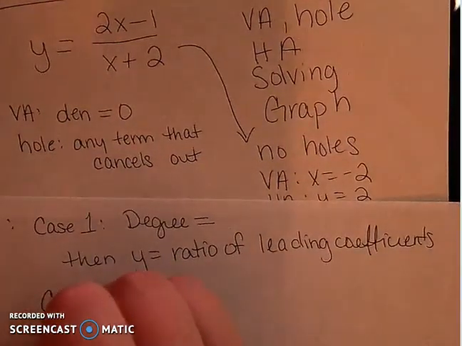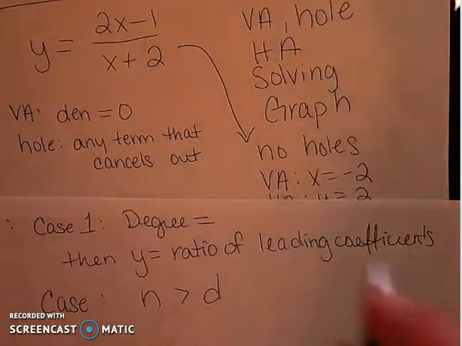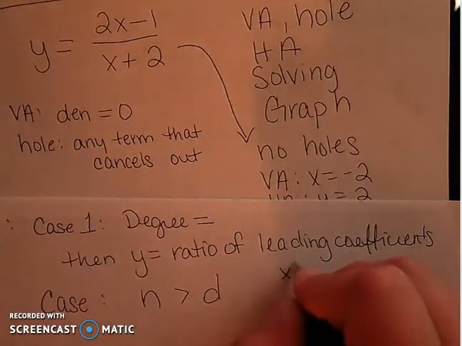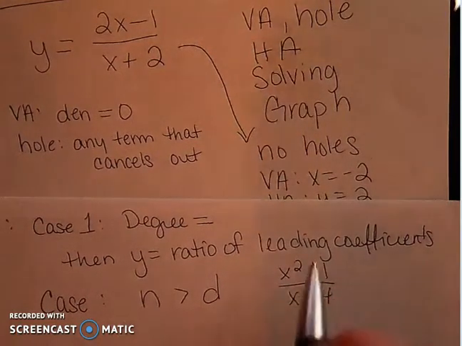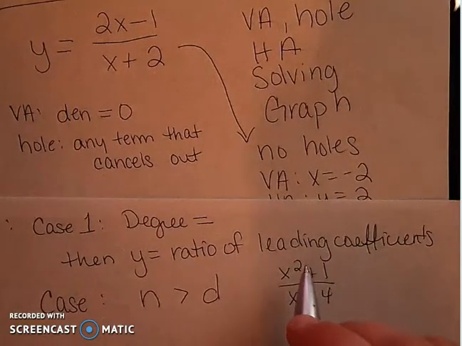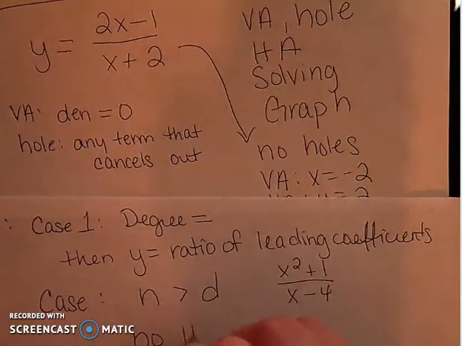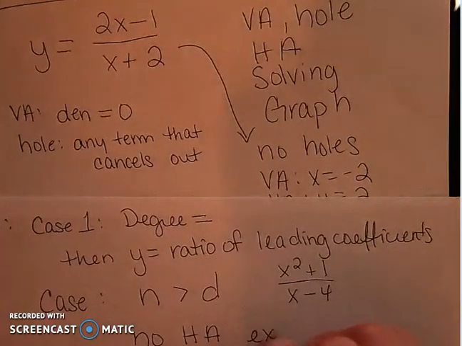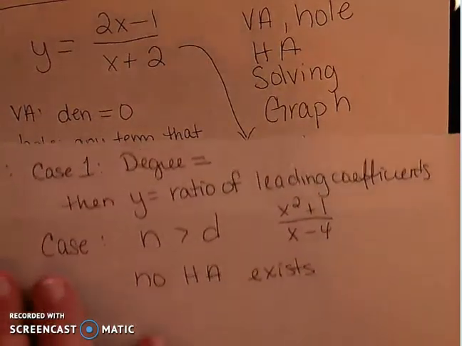Case number 2 is if the numerator is bigger than the denominator. That would be something like (x squared plus 1) over (x minus 4). Here, anytime I plug in a number for x, the top will always be bigger than the bottom. So that means that no horizontal asymptote exists. It will never flatline. It's called an oblique asymptote.